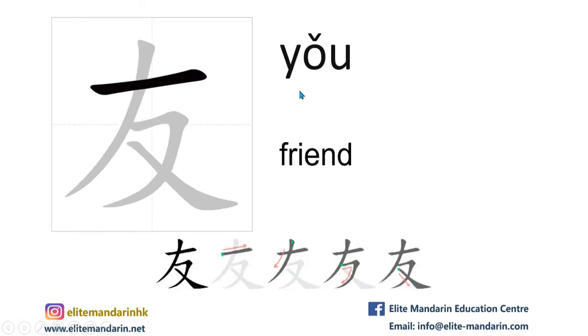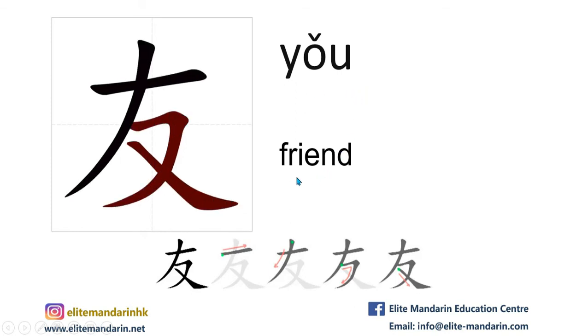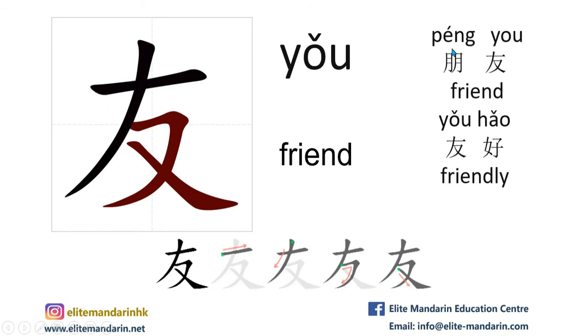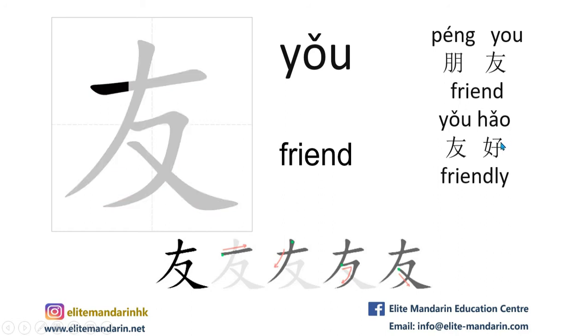Next, 有. It means friend. The stroke order is 横, 撇, 横撇, 捺, 有. We can say 朋友, it means friend. 友好, it means friendly.